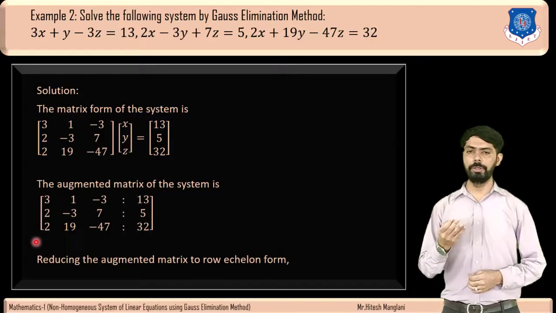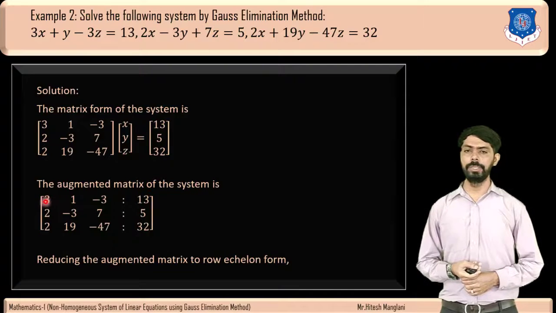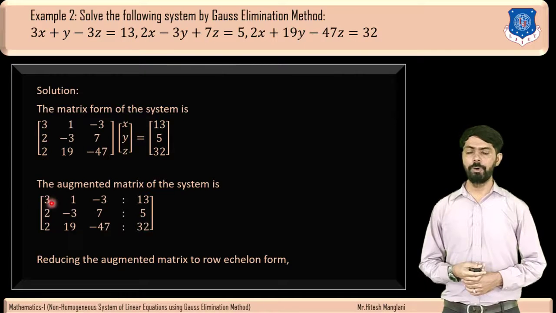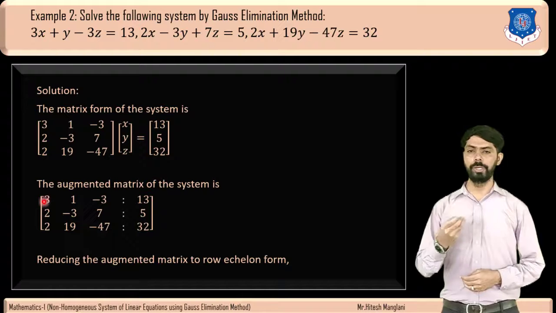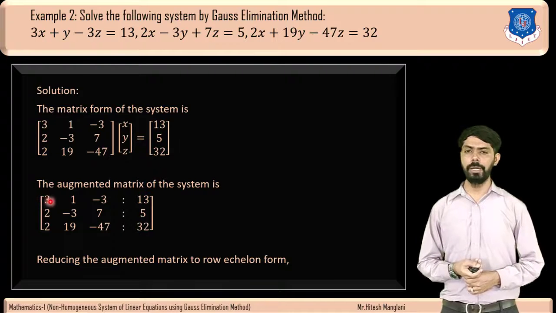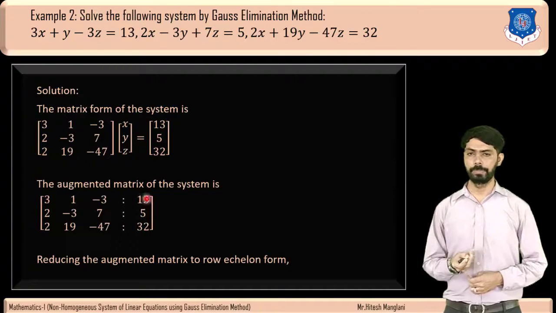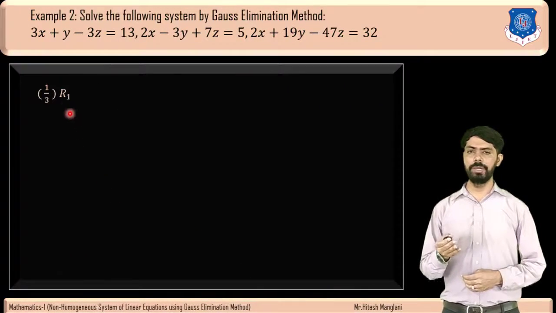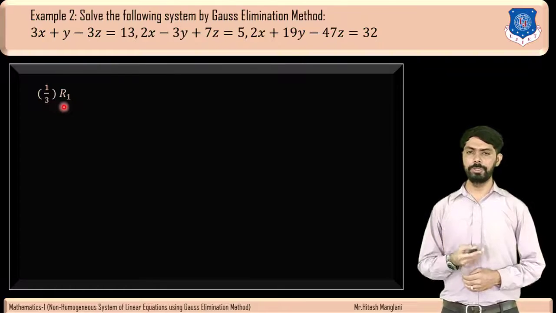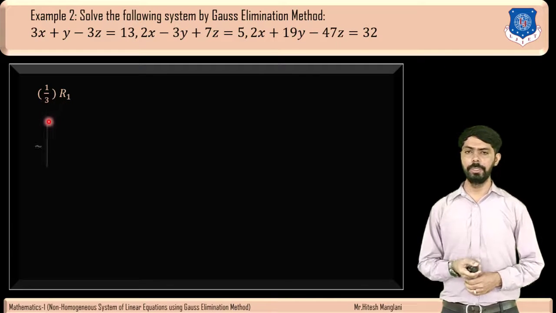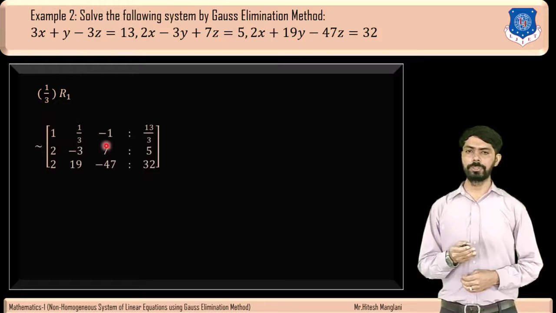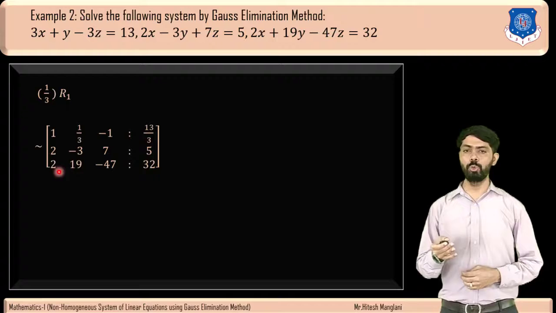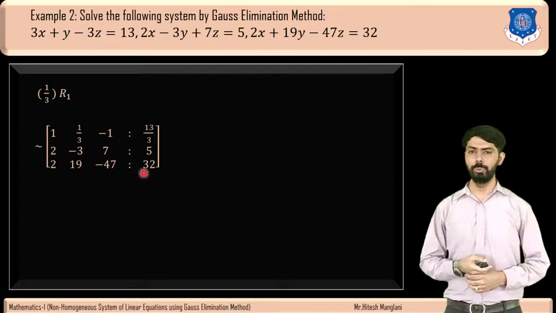For that, if you look at the first row, the leading entry is 3. But here the leading entry should be 1. Therefore we will have to convert this 3 into 1. So for that, we will divide the first row by 3. Here we will use the row operation R1 divided by 3. If we apply this row operation, then the next matrix will be [1, 1 by 3, minus 1, 13 by 3; 2, minus 3, 7, 5; 2, 19, minus 47, 32].